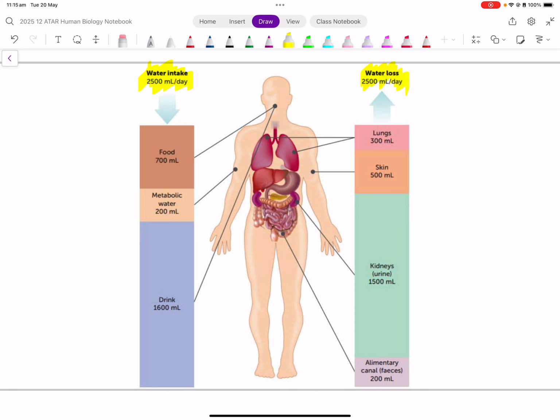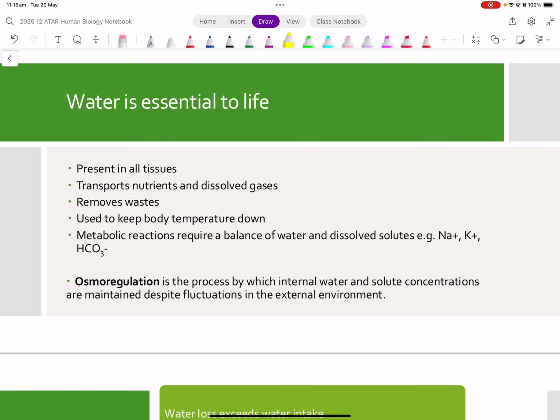We also lose water from our lungs as we expire outwards, and finally through sweat, through our skin. So, why do we need water? Well, it's found in all tissues throughout our body, and one of the main things for us is that it helps transport nutrients and dissolve gases. So this is a little bit of a recap of year 11. A part of that transporting nutrients and dissolved gases is also going to help us remove waste from the body. We do use it to keep our body temperature down, so this is simply referring to us sweating. And in terms of metabolic reactions, we actually need this water, and we need a certain balance of water as well to help us with some dissolved substances like sodium, potassium, or bicarbonate.